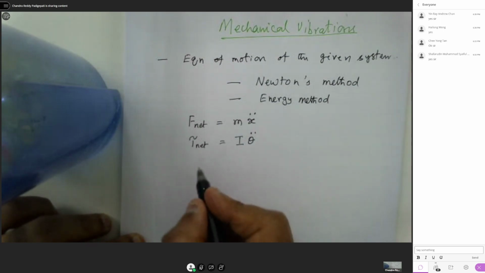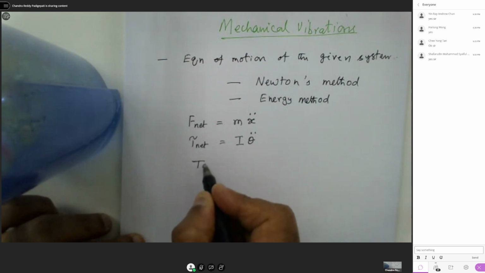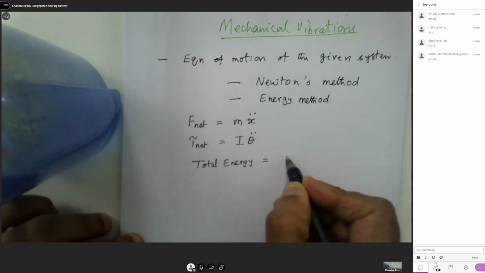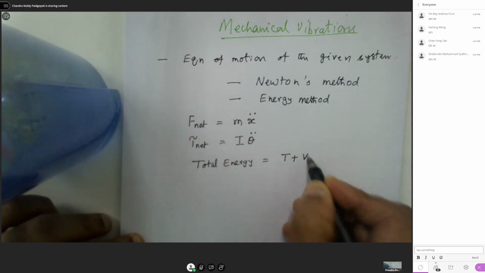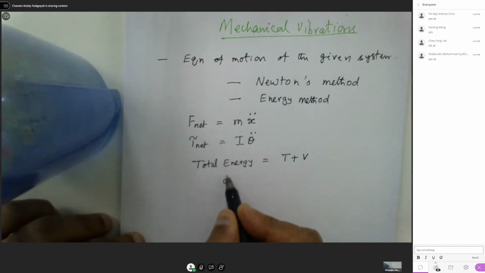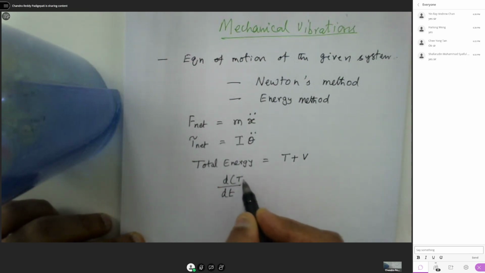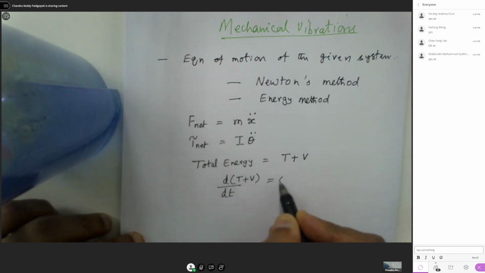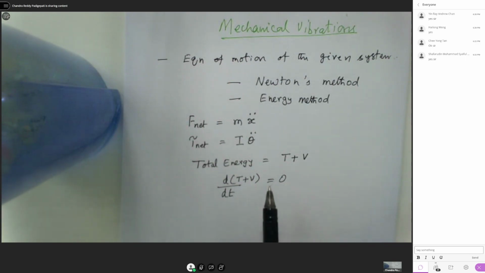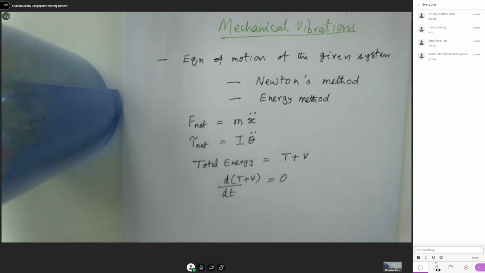The energy method uses the total energy. So we can write the kinetic energy plus potential energy. Then we need to take the derivative of the total energy with respect to time, so T plus V, we equate with 0. When we take the derivative of the total energy with respect to time and simplify, we get the equation of motion of the system.